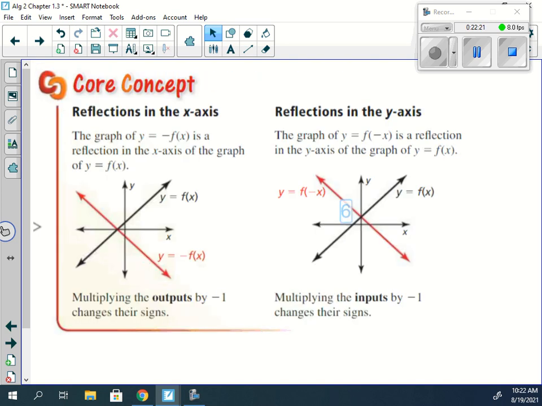Okay. Now reflections in the x-axis, because again, when we talked about it yesterday, it is affecting the output. X-axis reflection. Really what we're saying is y equals negative f of x. Reflection in the y-axis, y equals f of negative x. It's affecting the input.